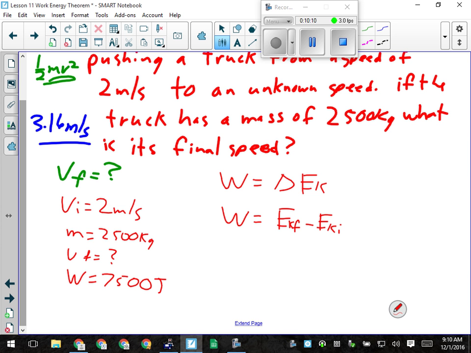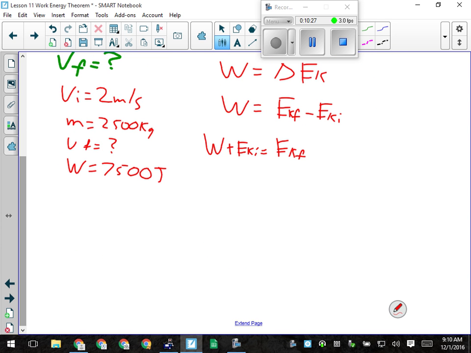So what should I do with this? Add it over here. Okay, so I'm going to go work plus the initial kinetic energy equals the final kinetic energy. Okay, now I'm going to expand it. Sometimes it's easier to move a few things around before you expand them. Okay, and by expand, I mean write the whole formula in. All right, so I've got work, which I'm not going to write a formula for because I know the actual value of it over here. Okay, plus 1/2 times m times vi squared equals 1/2 times m times vf squared.